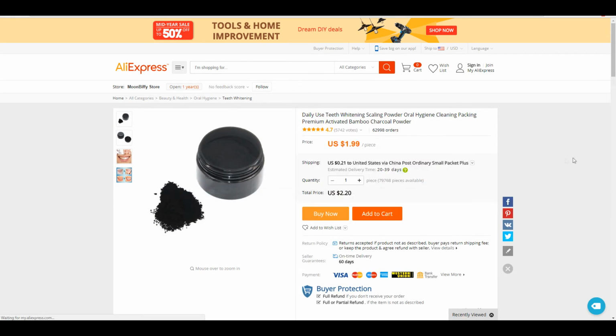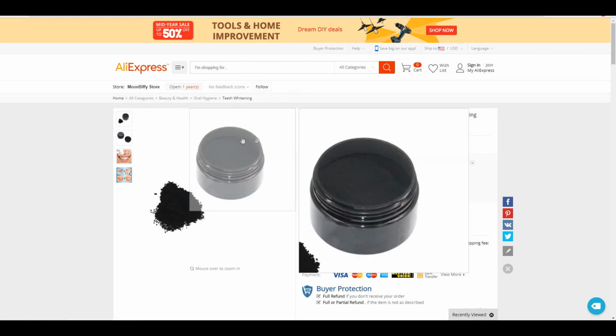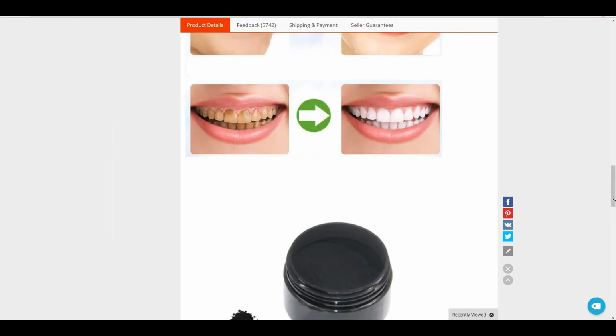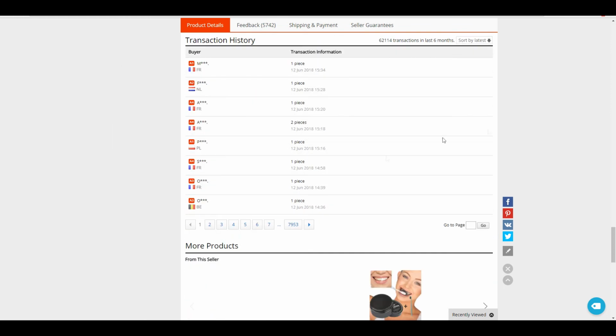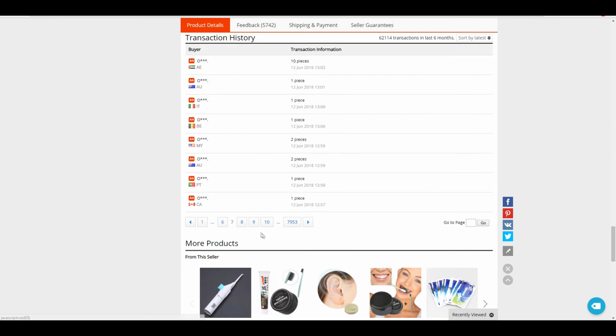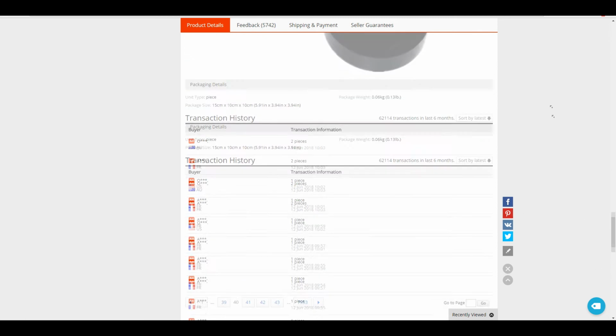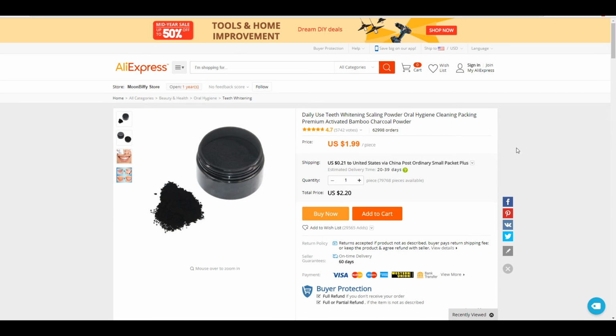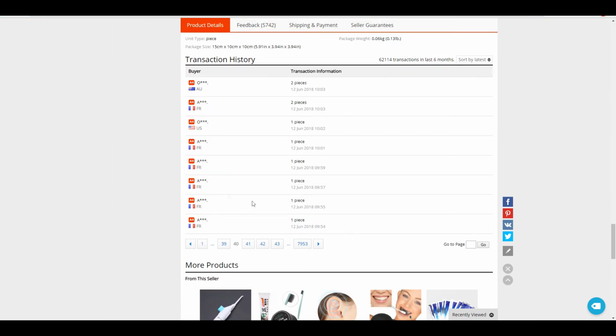Okay, so here's a better example of what I was talking about. Let's just take this charcoal teeth whitener. Once you come down, you can press 7 pages. So it's still on 12 June, 13, 16, 19, 22. So this is what I'm talking about. This might seem impressive, but again, you have to look at the total orders. It has 62,000 orders, so this is not a big deal.